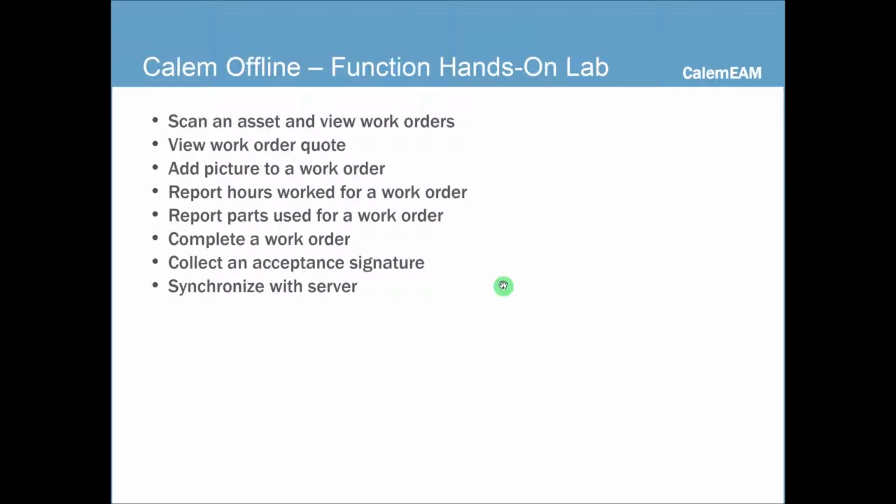Here are the hands-on lab tasks for the Calem Offline. You can scan asset and view work orders, view work order quote, add a picture to a work order, report hours worked for a work order, report parts used, and complete a work order, collect signature, synchronize with the server.